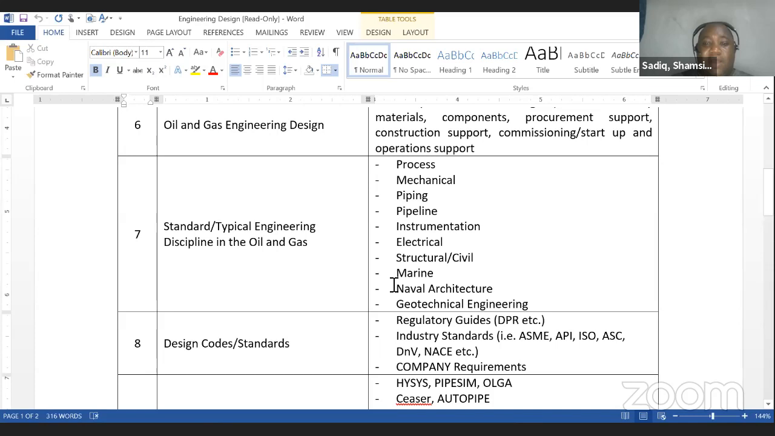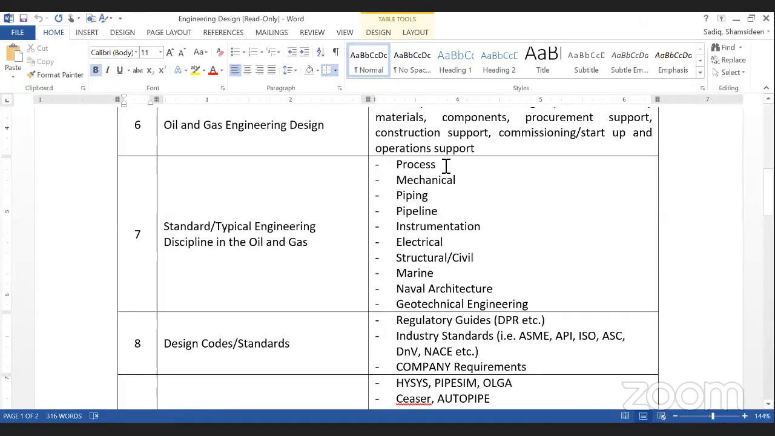So if you now look at the disciplines, the courses we studied in school, and the disciplines you might be working in the industry, I have a list of common engineering design disciplines we have in the oil and gas industry. We have the process. This is purely chemical engineering. Nothing is very exclusive. Mechanical is mechanical. Piping is mechanical. It's a piping engineer.